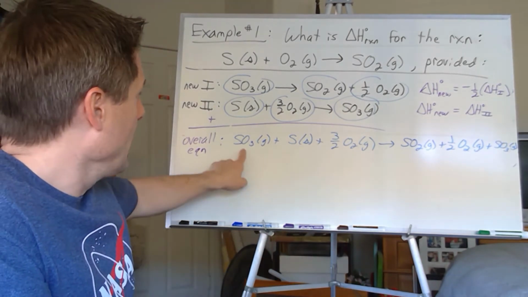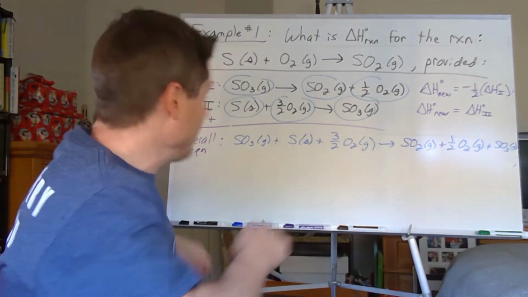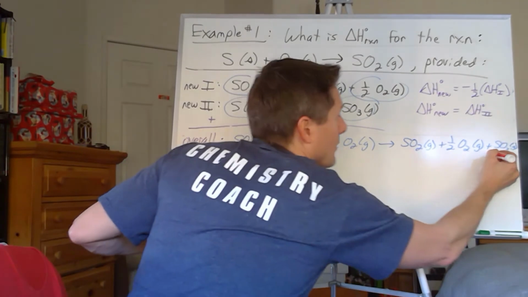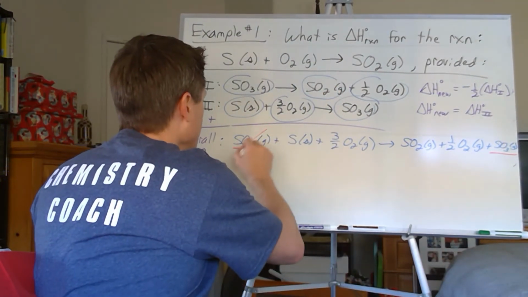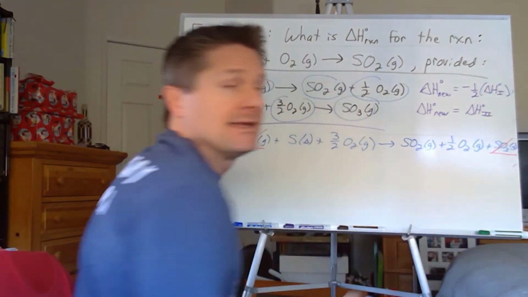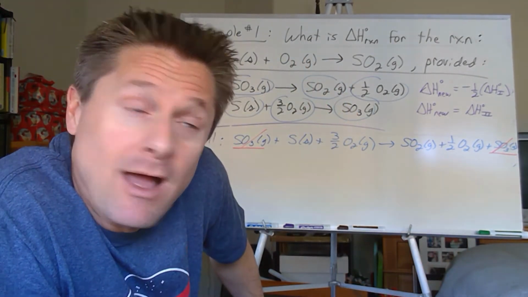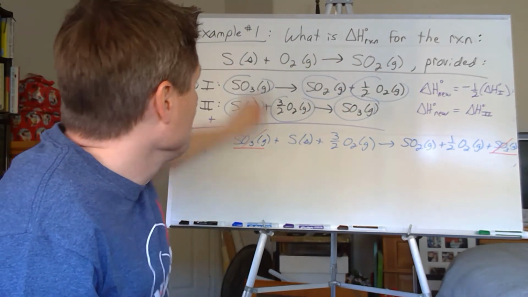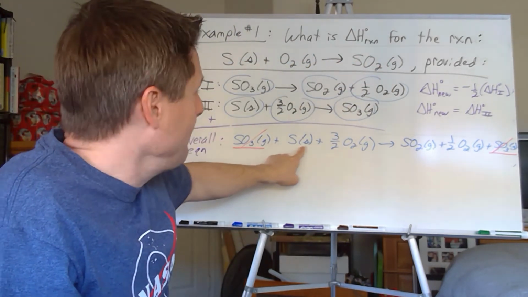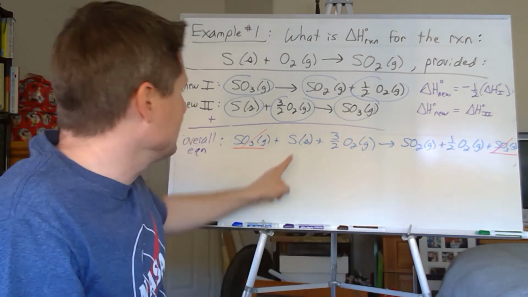Now let's take a look and see, are there things that are exactly the same on both sides? Well, I got an SO3 gas here and an SO3 gas there. You see that? Would you agree that those are going to cancel? I got 1 mole of each, so those are going to cancel out. Right on? That's a good thing because there's no sulfur trioxide in the equation that we're after. I've got a solid sulfur on the left. Do you see one on the right? Nope, so that's going to stay the same.